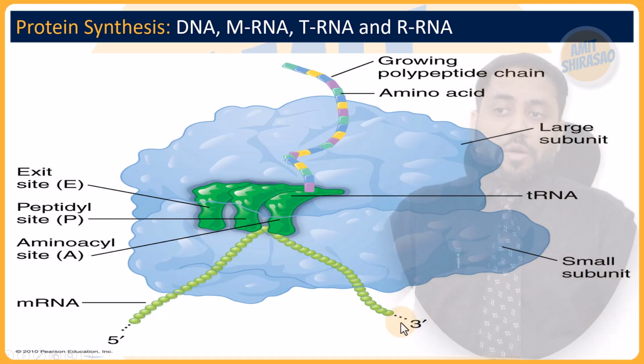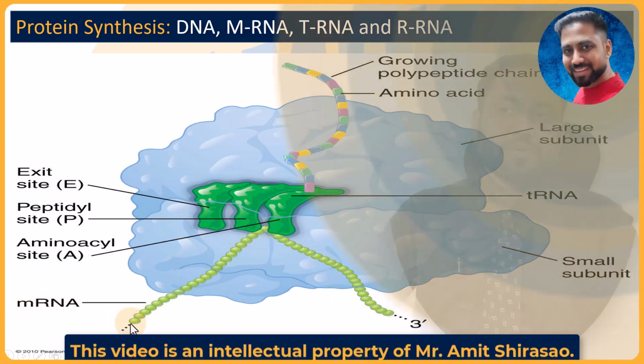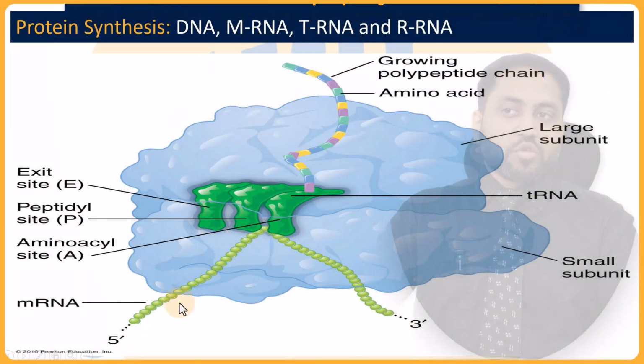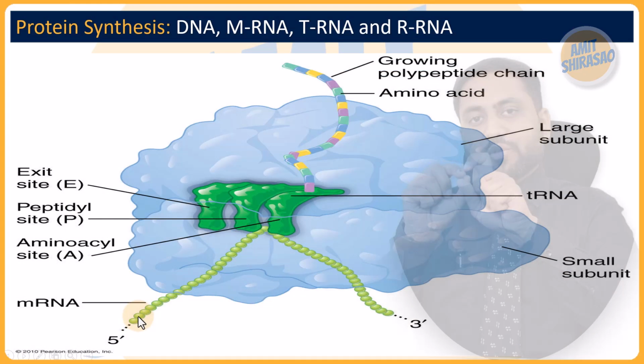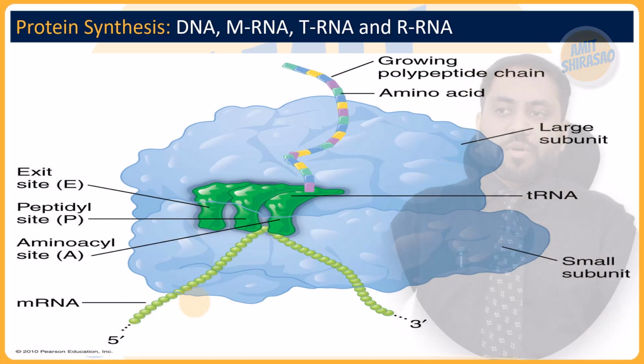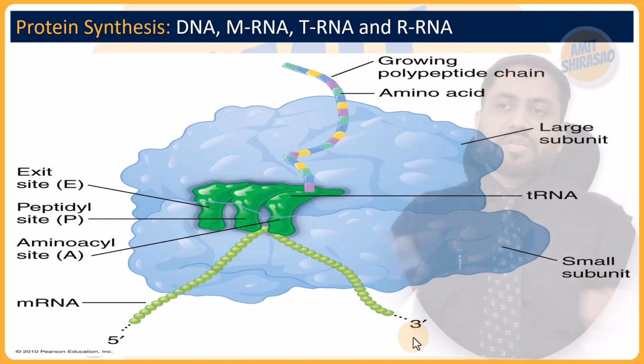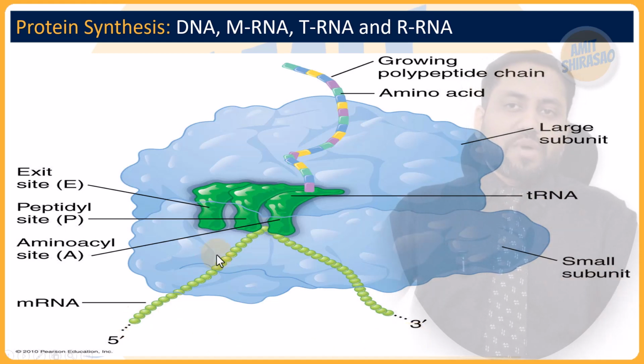Okay, now here the reading of the mRNA, which is a string like this, happens from 5 prime to 3 prime. That means this ribosome basically keeps moving across the mRNA. It will be moving from here till here. Got the idea? This is how the ribosome will be moving across your mRNA.